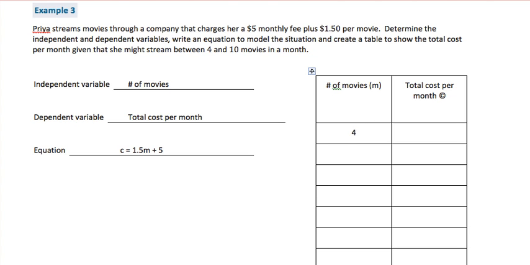So we're going to start with 4. If she streams 4 movies, that is 4 times 1.50, which is 6, plus $5, which is 11. If she streams 5, that's 5 times 1.50, which is 7.50, plus $5 is $12.50 per month.